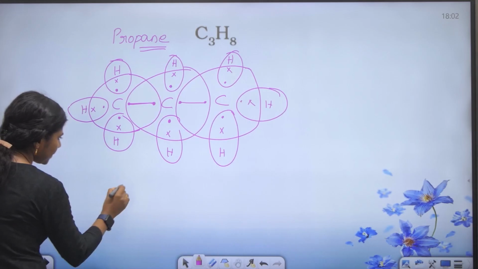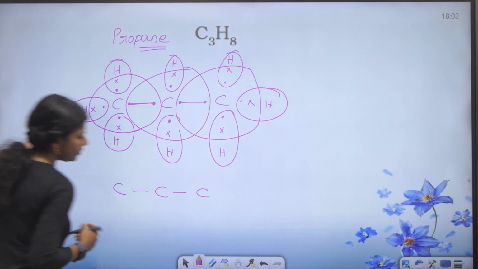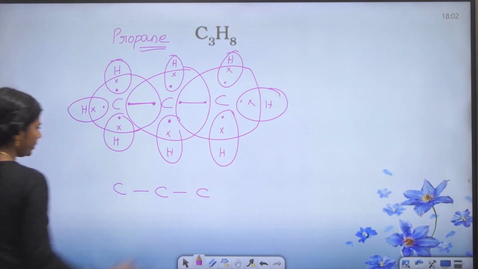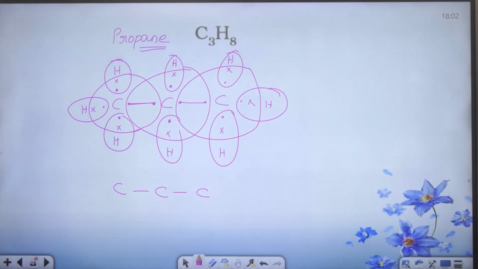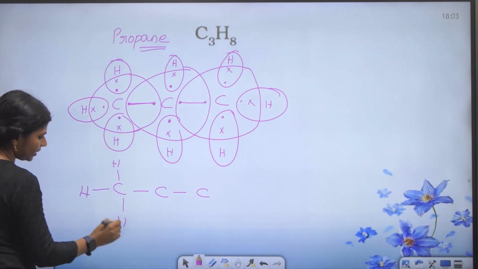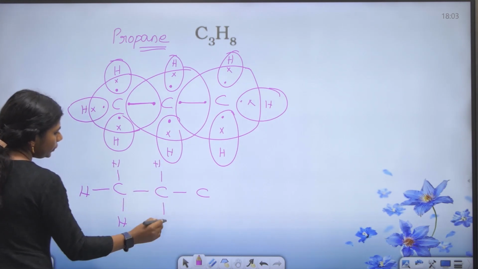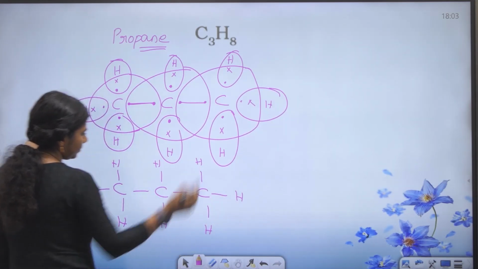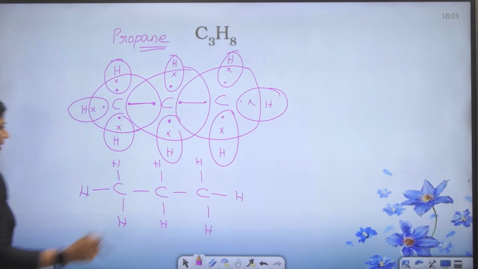Then the bonds: C single bond C single bond C, so 2 carbon-carbon bonds are present. The first carbon is combined with 3 hydrogens, the second carbon with 2 hydrogens, and the third carbon with 3 hydrogens. Total 8 hydrogen atoms and 3 carbon atoms. C3H8, propane. This is the structure of the propane molecule. Is it clear?